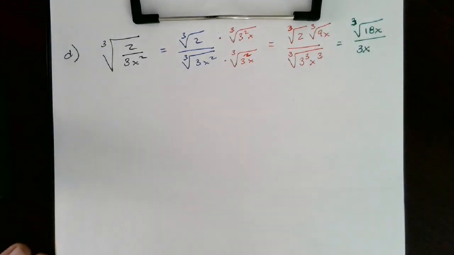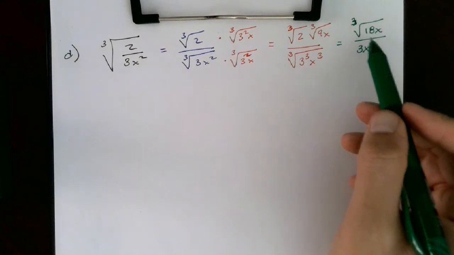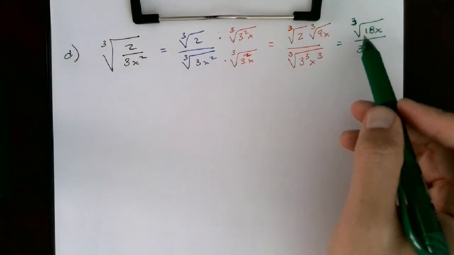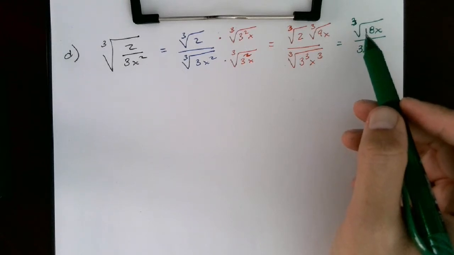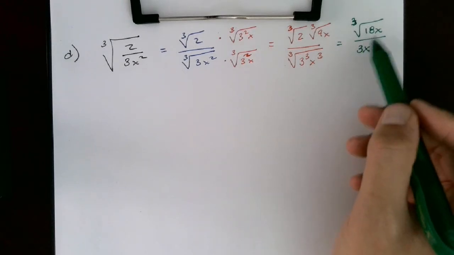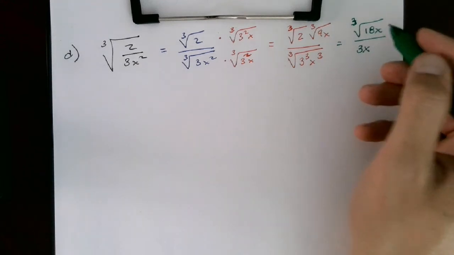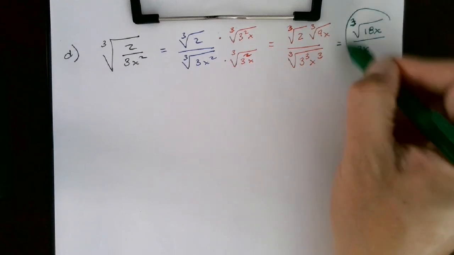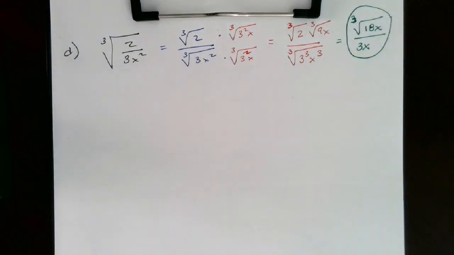And then if this simplifies any further, you simplify it further, but does 18 have any perfect cube factors? Well, remember what your perfect cubes are, right? Starting with 1, the next one would be 8, right? And then the next one would be 3 cubed, which is 27. So the cube root of 18 doesn't have any factors of 8, and that's really all you could look for here. So this is simplified. You can't do anything else with it. The cube root of 18x over 3x.